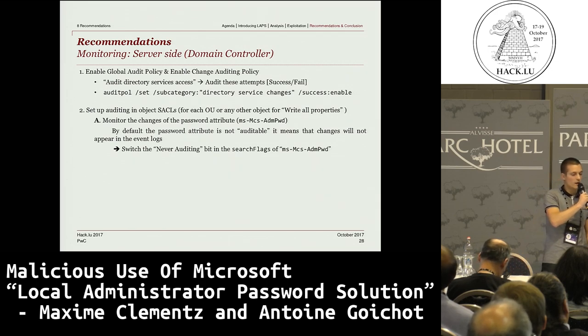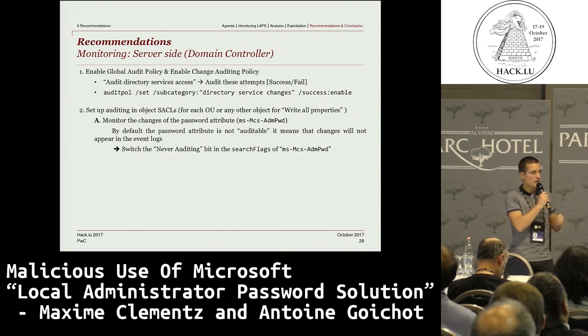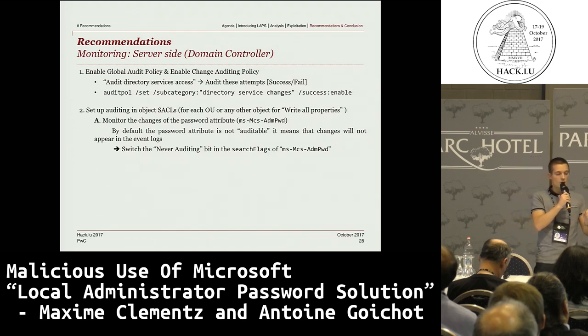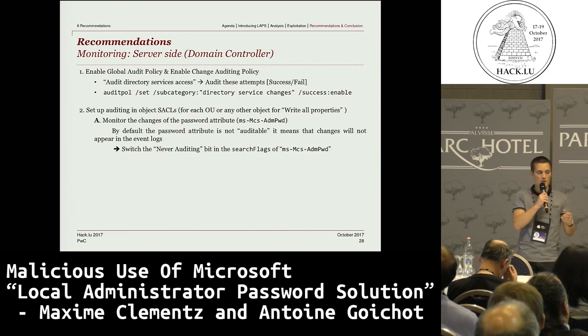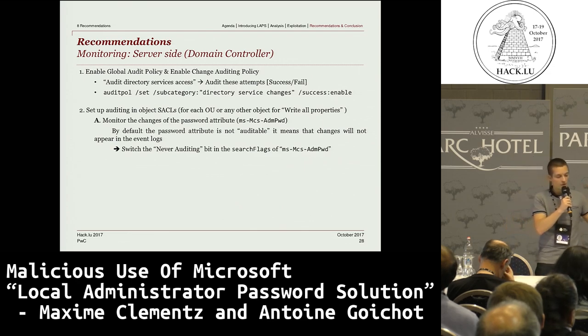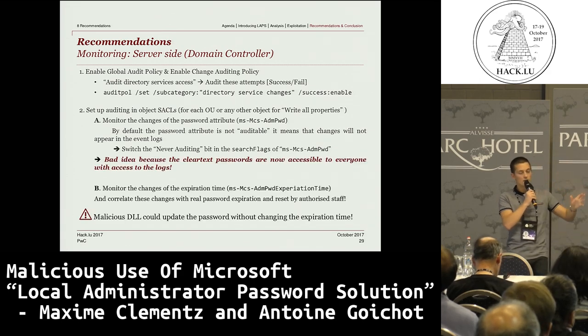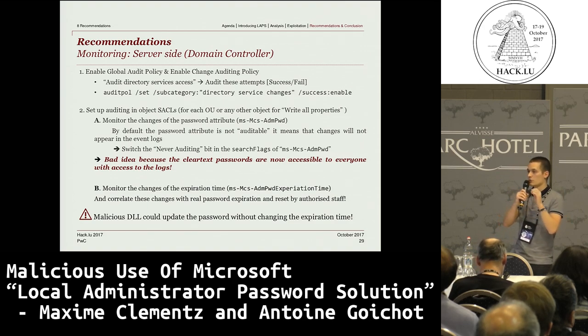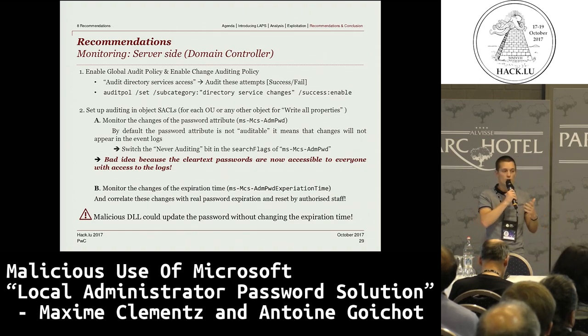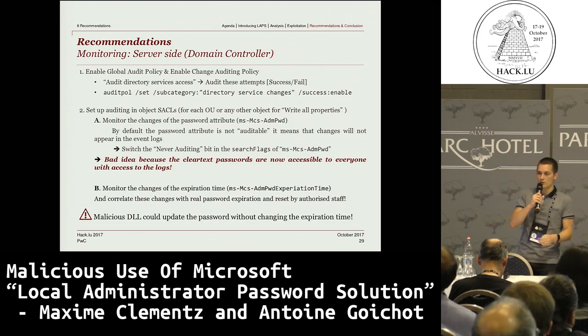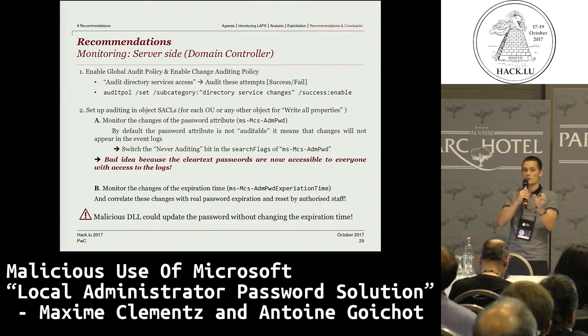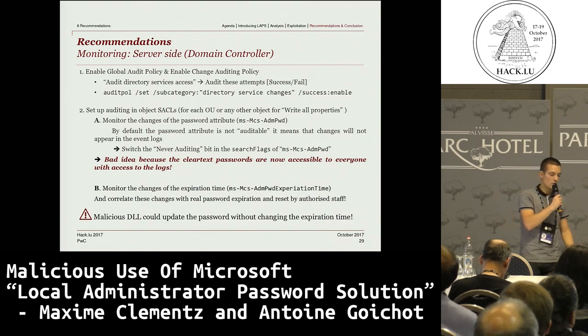I'm quite sure that all of you have already done that. And one way to do it is to monitor the changes of the password. But since this password has some special attributes in order to prevent anyone from reading it, then you will have to change the never-audit bit of the search flags of the attribute on the domain controller. But if you do that, of course, it would be a very bad idea, because as soon as you put that, you will have the clear text local admin password show up in the logs. So even with proper segregation of duties when operating your Microsoft infrastructure, everyone that has access to the logs will be able to get all the local admin passwords in your environment. So it's maybe something you don't want to happen.